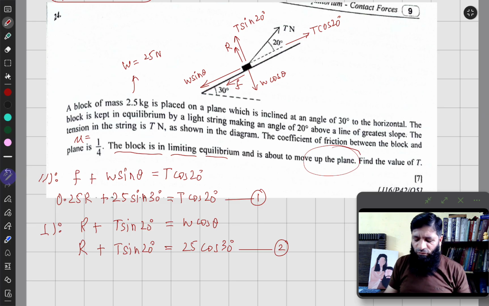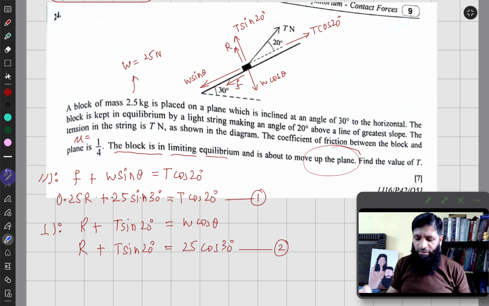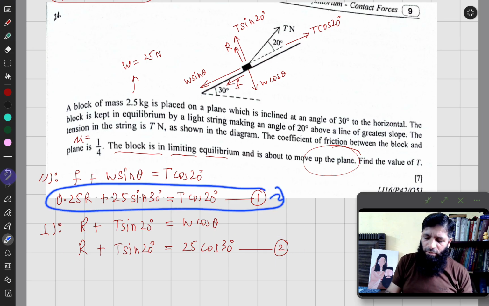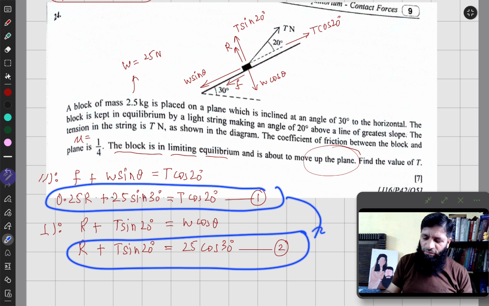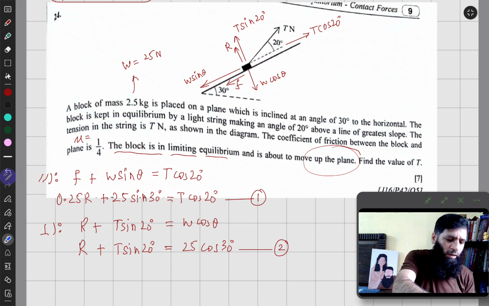So you have two equations with two variables. This is the equation in which you have two variables T and R, and it's a linear equation. And similarly, you have another equation in which you have R and T. You can simultaneously solve these two equations to find T and R.